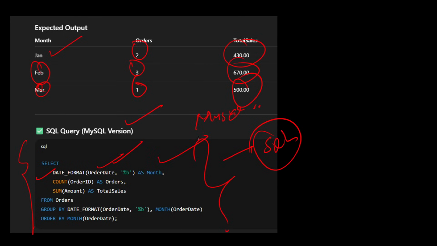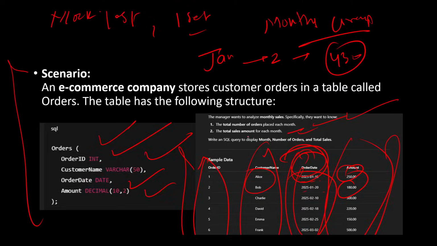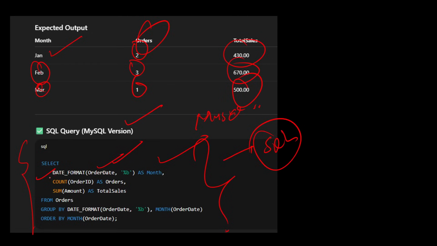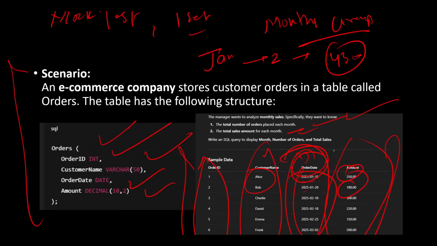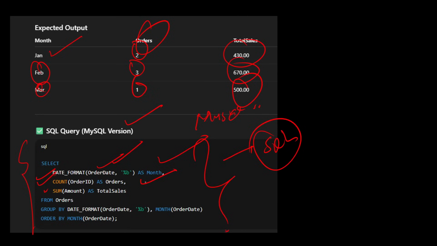Okay, and we are taking it as month. Now we are taking the total number of orders which we need to display here. So we are using the count function, order ID as orders, and sum of whatever the order amount is. So we are using sum of amount as total sales. Okay, so these three things are clear.